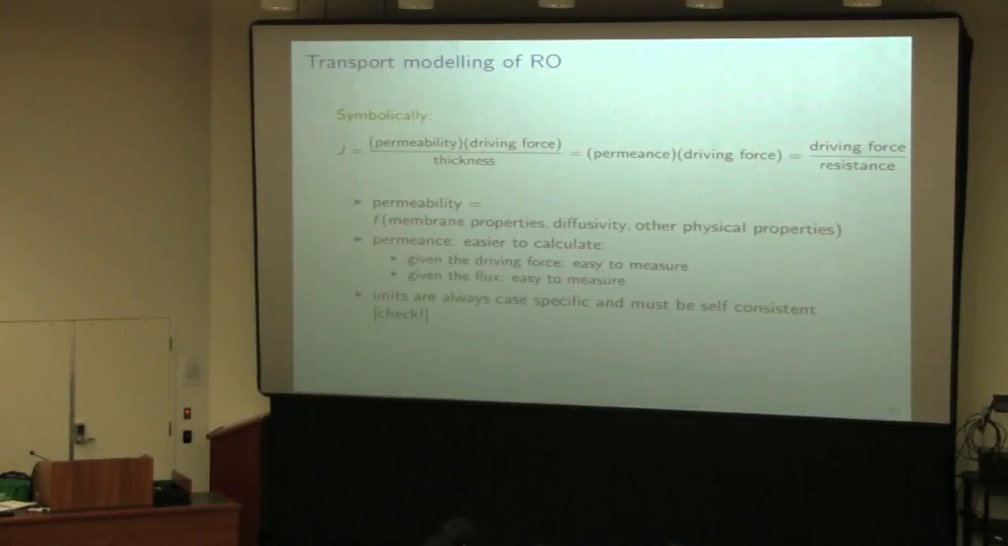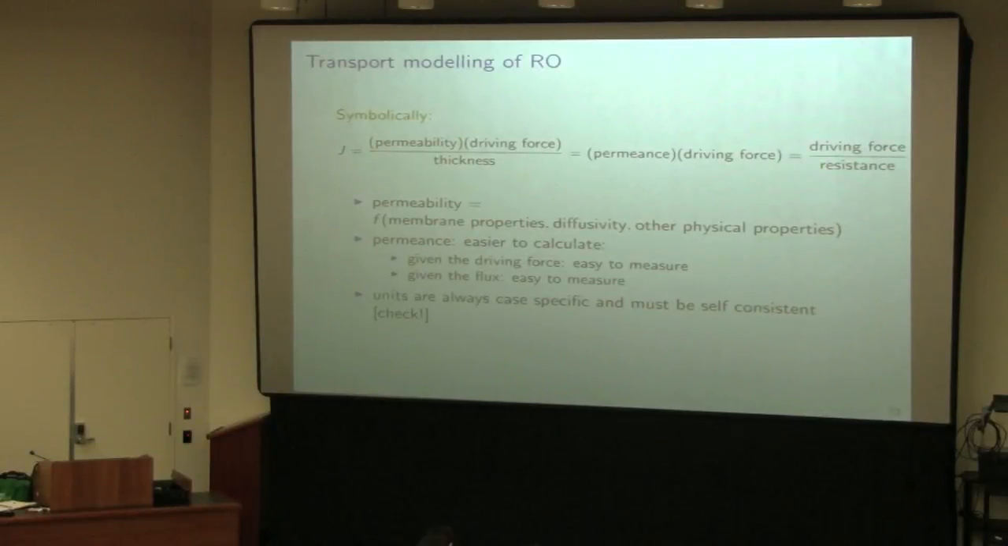Now let's take a look at some of the modeling. The key equation is the one that we've been dealing with the whole way through: the flux J is the permeability times the driving force divided by the thickness. And we often lump permeability divided by thickness together, and we call that term permeance. That's an easier term to measure or back calculate, because we can always calculate our driving force and we can measure our flux quite easily. So then permeance, that lumped parameter, is easy to back calculate.